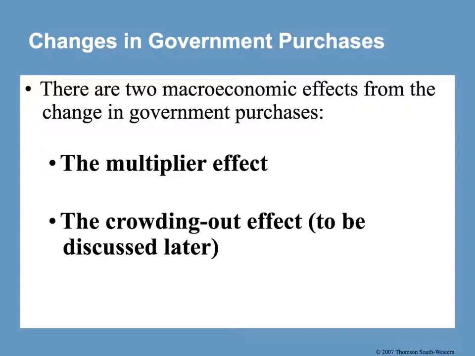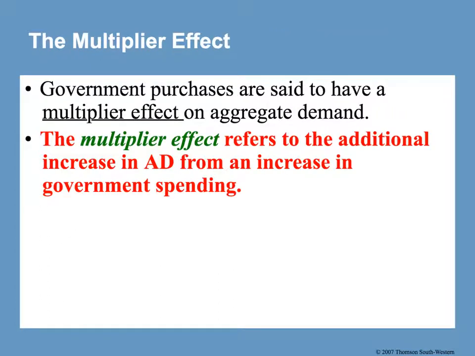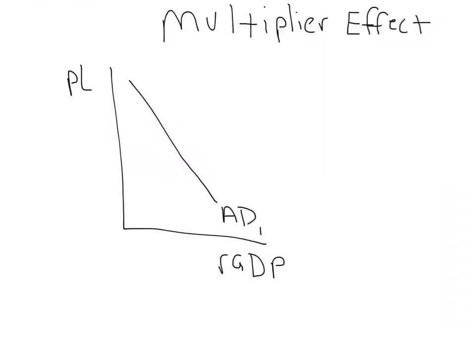The multiplier effect, which we're going to talk about now, and the crowding out effect, we're going to deal with later. The multiplier effect is when government purchases are made, it has a multiplying effect on aggregate demand of more than the increase in spending or the decrease in taxes. So the multiplier effect refers to the additional increase in aggregate demand from an increase in government spending. Here's an illustration of the multiplier effect.